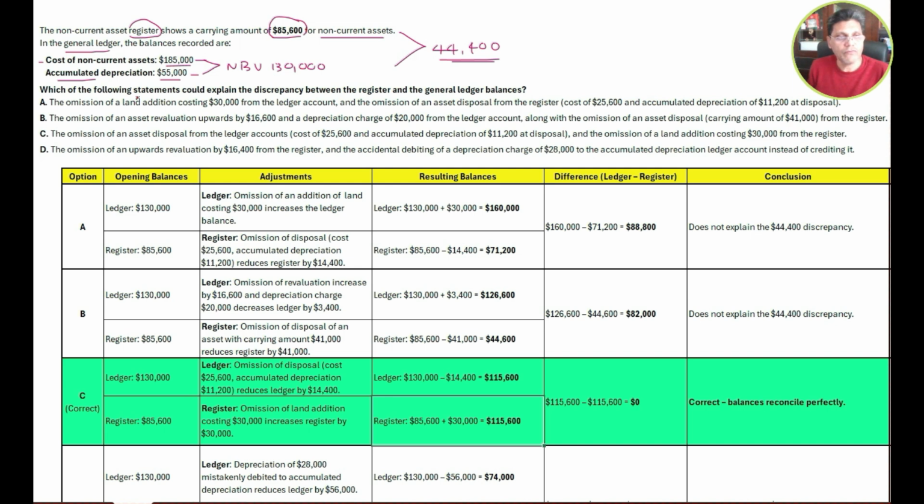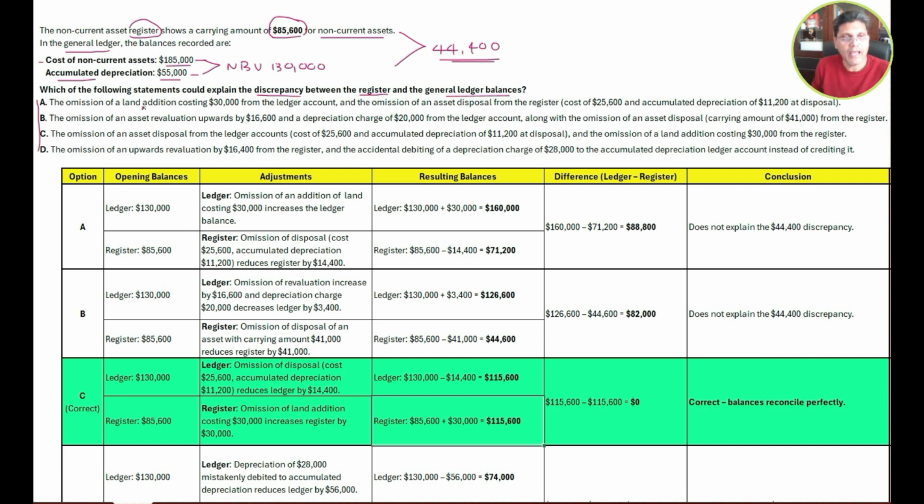So which of the following statements could explain the discrepancy between the register and the general ledger balances? Now you are given four answers. We need to choose the correct answer. Okay, so first of all, let's move on to this one.